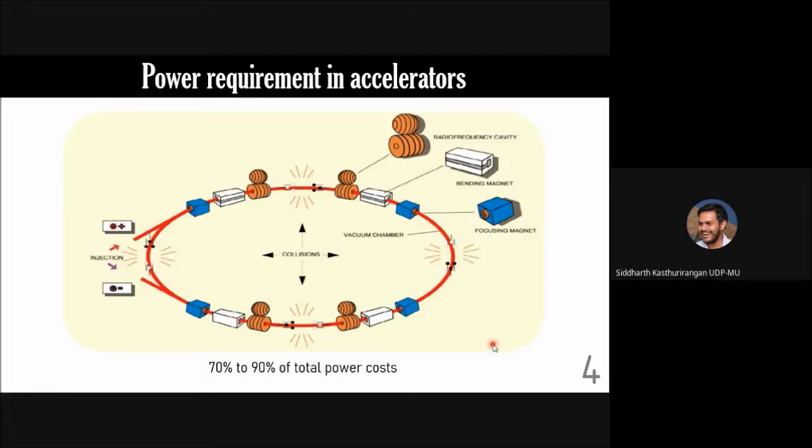And so several models have been developed for each of these individual components, whereby one can estimate the amount of power required. Okay. But the point here is that the magnets and the RF cavity together constitute 70 to 90% of the total power cost for the entire accelerator.